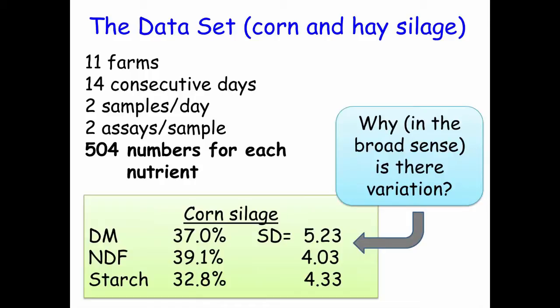So we had about 500 dry matters for corn silage, but they're not the same. The standard deviation was 5.2. So the question we were asking is, why didn't we get the same number? Why didn't we get 504 37%s? Why was there variation? And the same question for NDF and for starch.